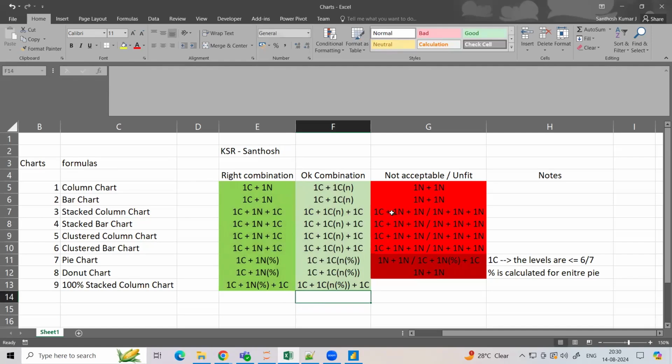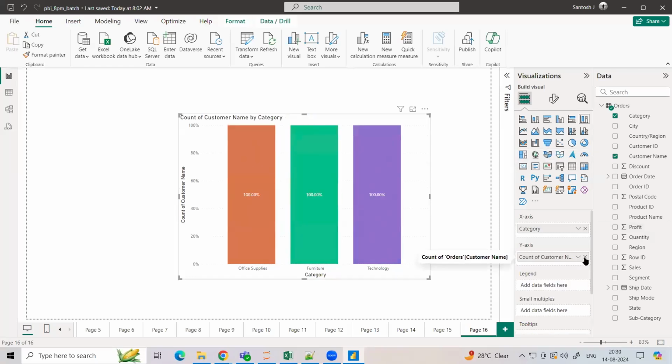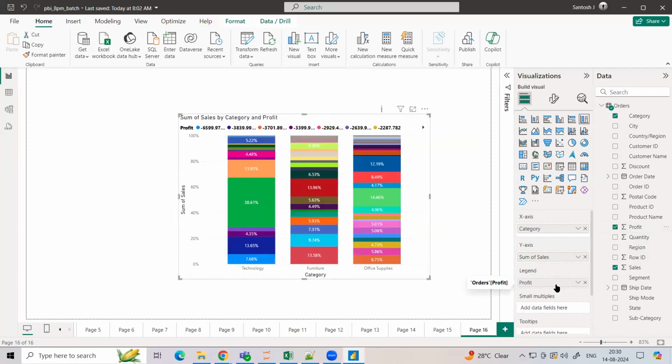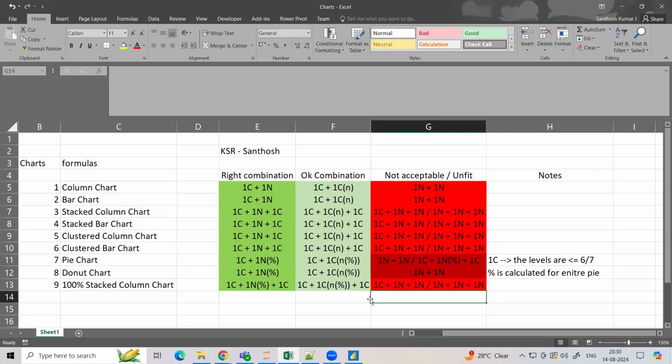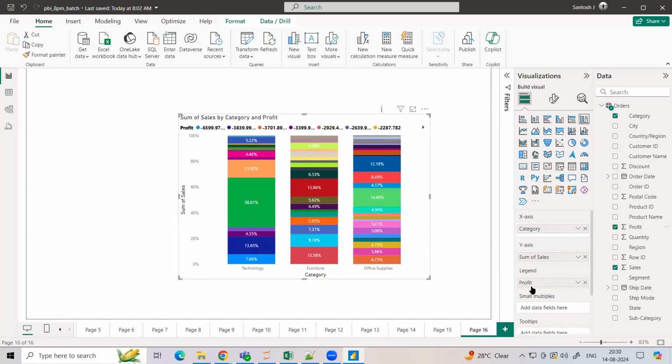Now, if this is not possible, do you think this will be possible here? Even though it is giving you the percentage, do you think it's possible? We'll try. Let's take this as a number. Is it readable? No. So 1C, 1N, 1N is ruled out.